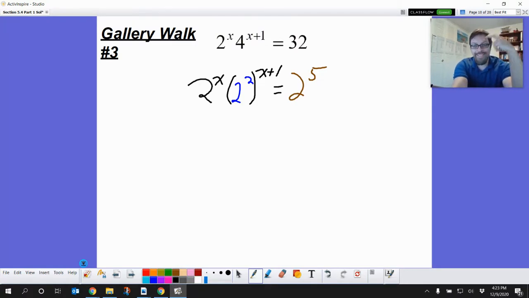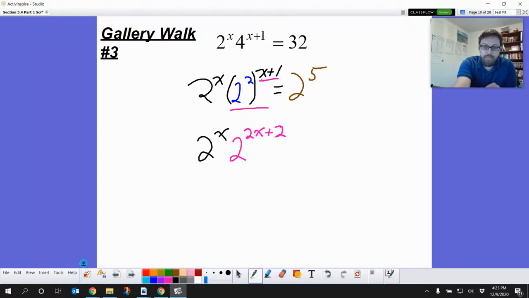Okay, now all the bases match, but I don't have it just as base exponent, base exponent. That left-hand side is a bit of a mess, so I want to clean that up. So I'm going to start with my power rule right here. So this is going to become 2 to the 2x plus 2. Notice how I distributed that 2 into this little binomial that's sitting in my exponent. I still have a 2 to the x, and this still equals 2 to the 5th.